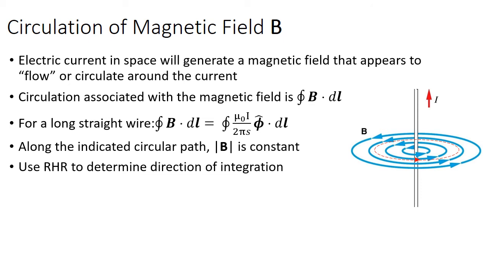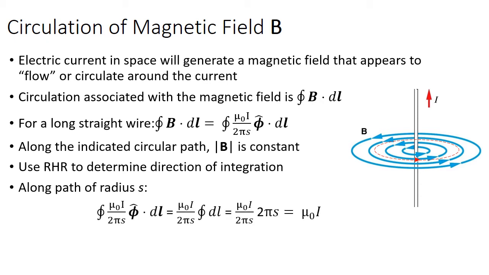We choose a circular path that is a perpendicular distance S away from the wire. As long as the path is closed, we can follow it in either direction, but we choose to go counterclockwise, in the same direction as the magnetic field.